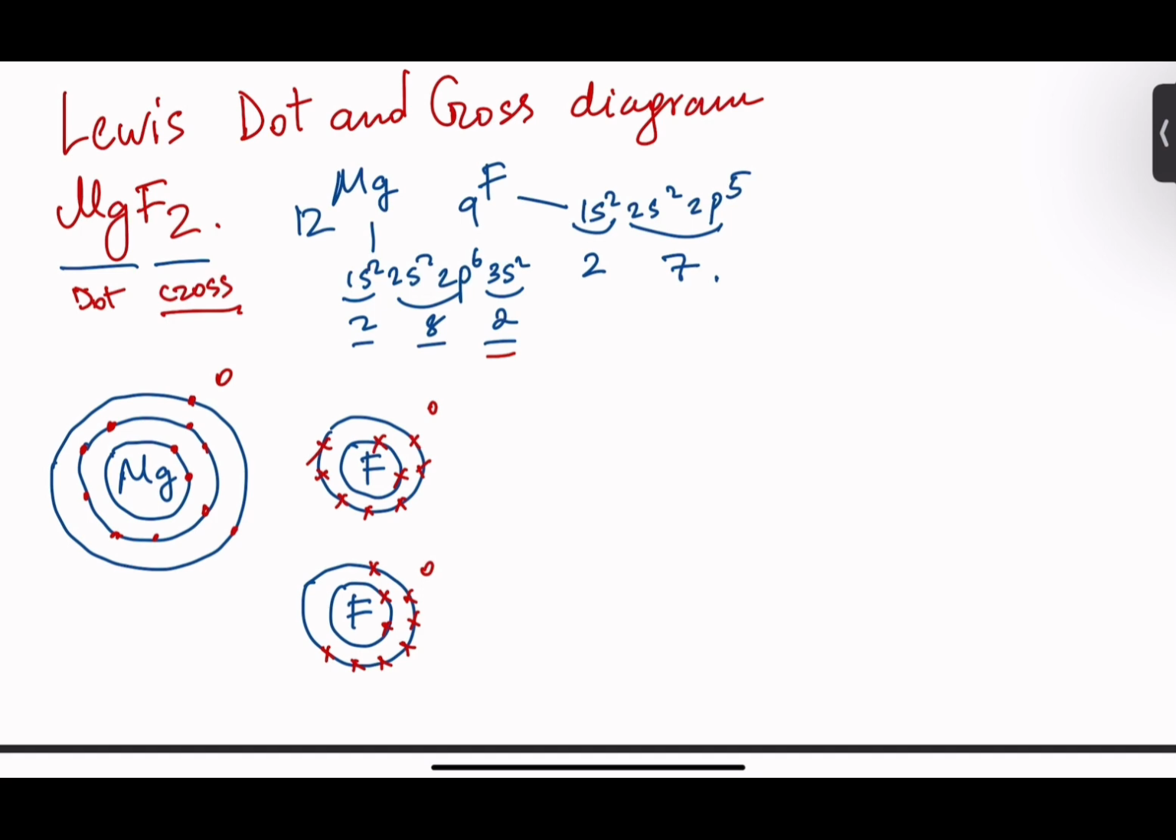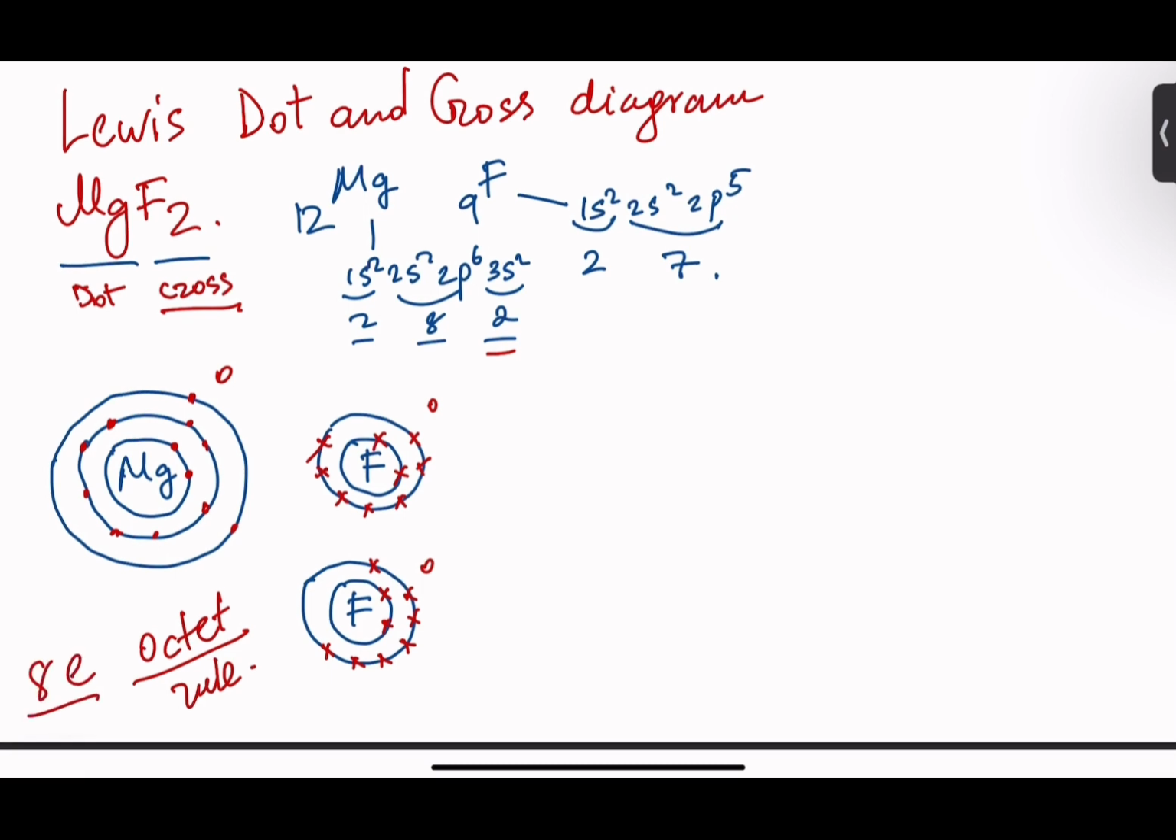So now we need to get the octet rule. That means I need to have 8 electrons in the last shell. If magnesium loses these 2 electrons, one is going to go into this fluorine, and the other one is going to go to the other fluorine. So it's going to look like this.